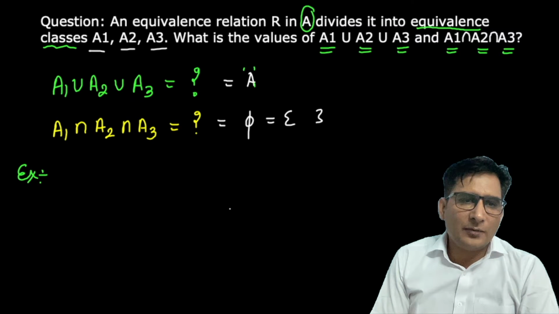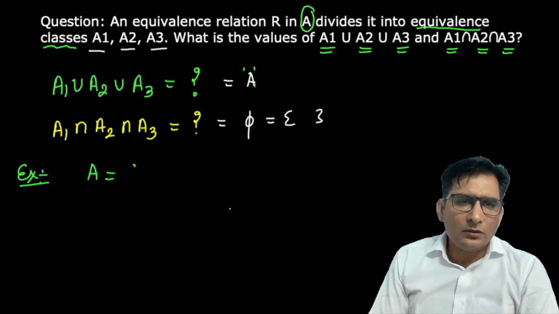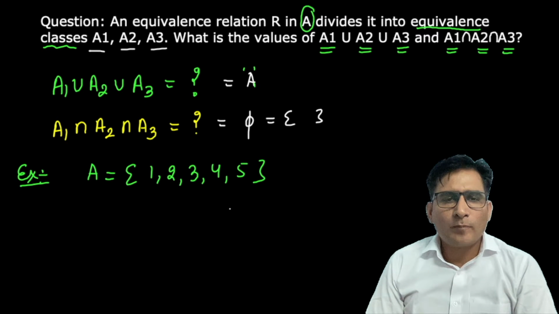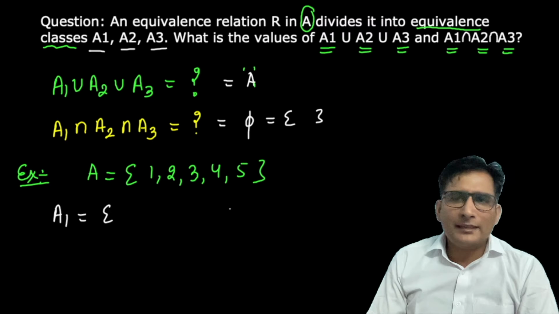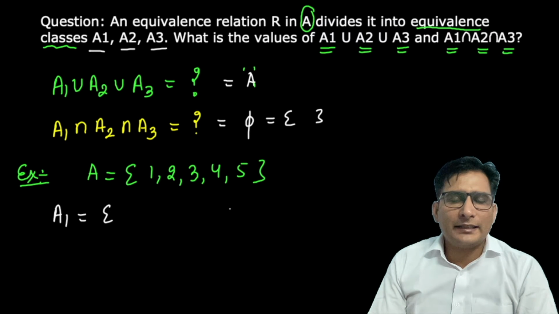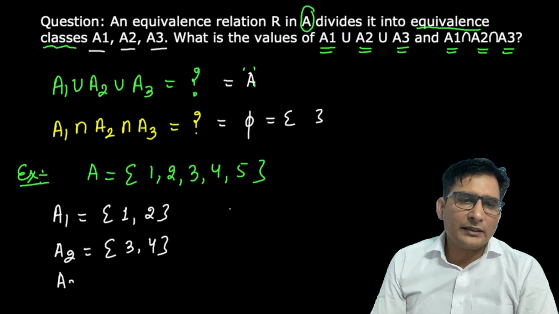Let us understand this with the help of an example, so that we can directly give the answer for this one-mark question. Suppose A is equal to 1, 2, 3, 4, 5. These are the elements in A. Now I make A1. Suppose A1 is an equivalence class, which means it is like a subset of A. Suppose A1 is 1, 2 and A2 is 3, 4, and suppose A3 is 5.